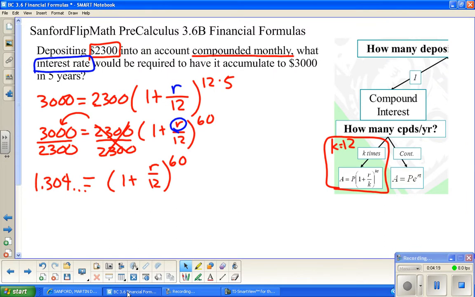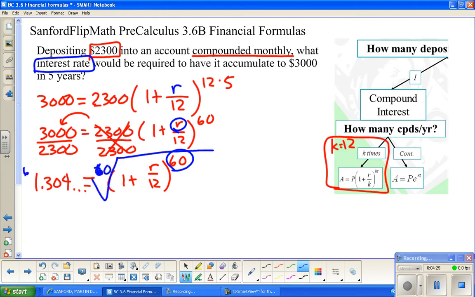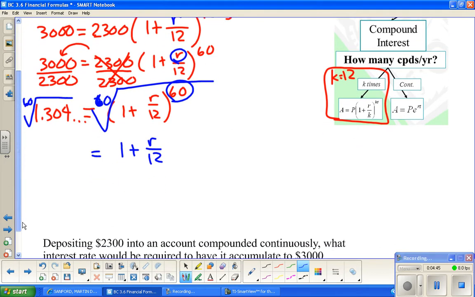Now the problem is, how do I get rid of the 60th power? Really what I need to do is a 60th root. There are a few ways to type that into your calculator. Let me first start by writing that the 60th root undoes the 60th power here. So this becomes 1 plus R over 12. Technically, there's an absolute value that happens here with a little plus or minus, and I'm not going to worry about it because I know my goal is to have positive answers out of this anyway.